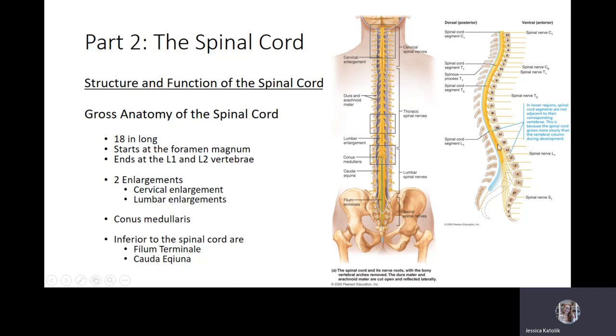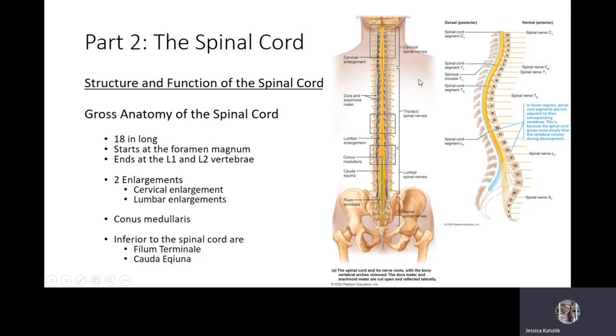We can see the cauda equina a little bit better in this diagram. We see that the spinal cord ends at L1 and L2, and the spinal nerves will actually have to travel more caudally, or inferiorly, to be able to leave the vertebrae in a particular region. So just so that you know.